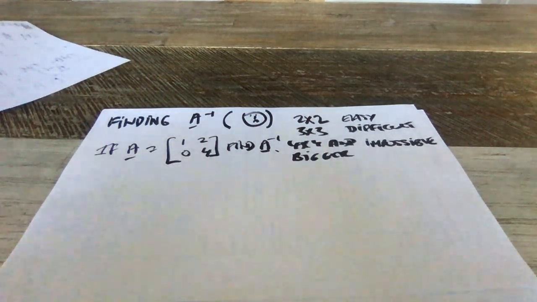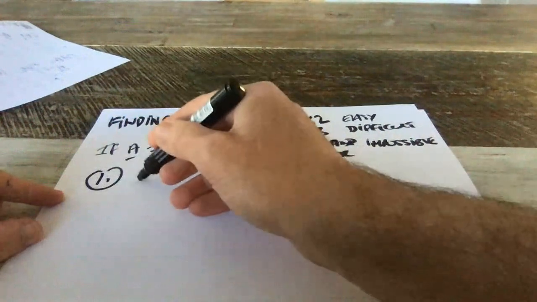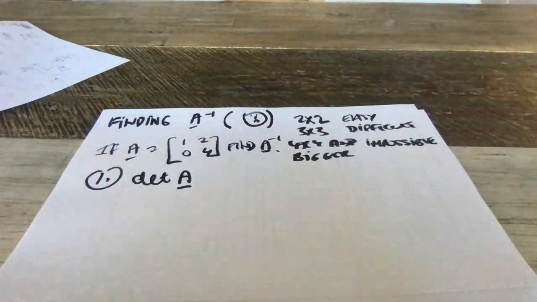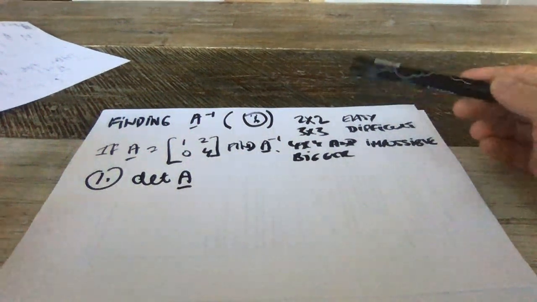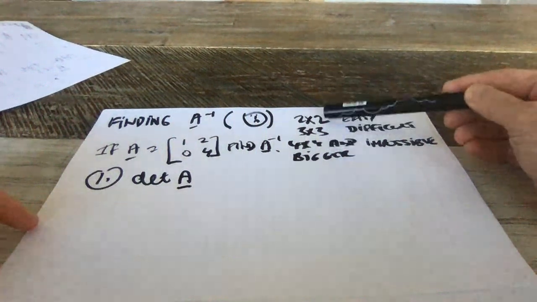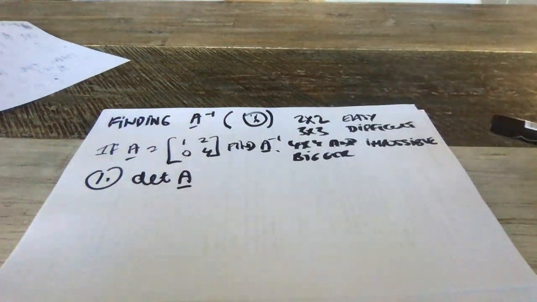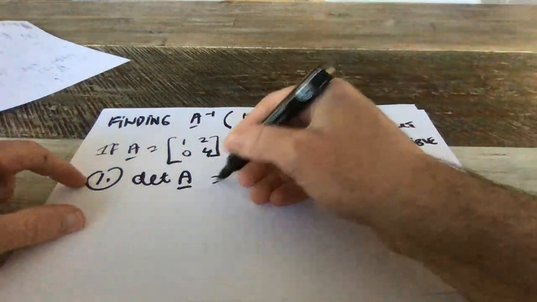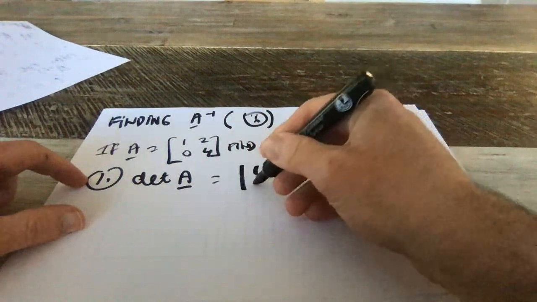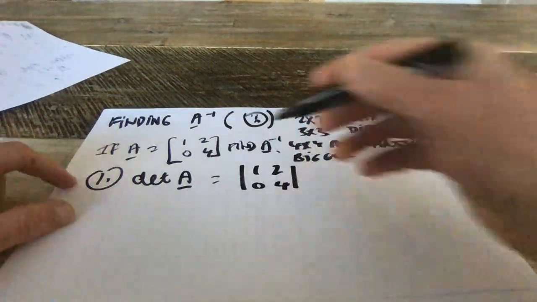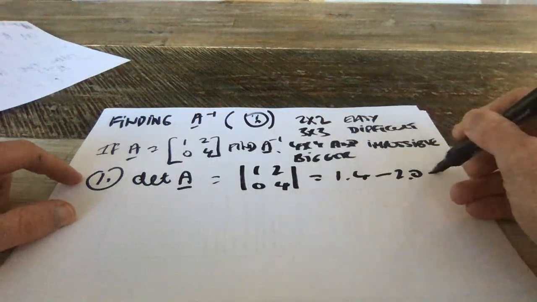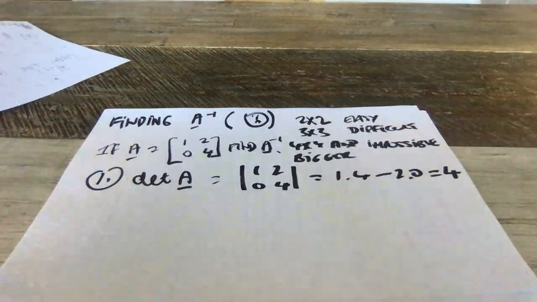There's a two-step process here. The first thing you do is get the determinant of A. You must always get the determinant of A when calculating A inverse, and this is true for any size matrix. In this case, the determinant of A, with rows 1, 2 and 0, 4, is 1 by 4 minus 2 by 0, which is 4.